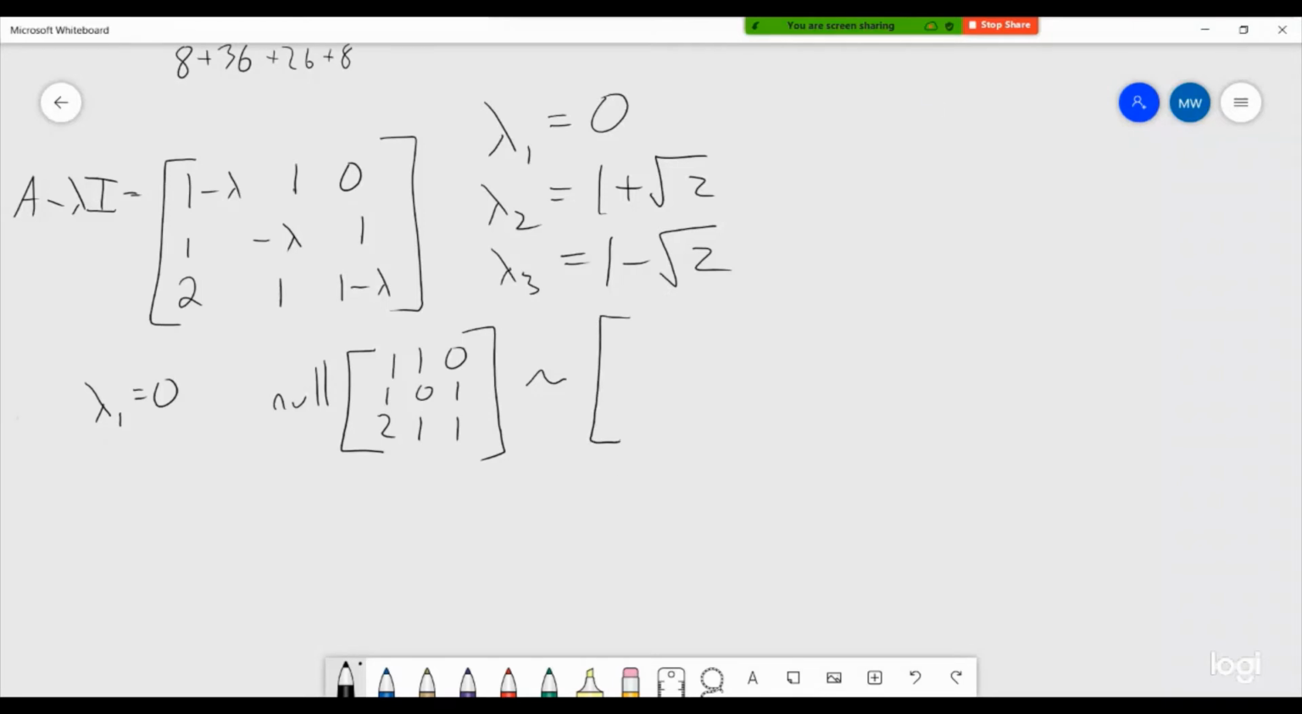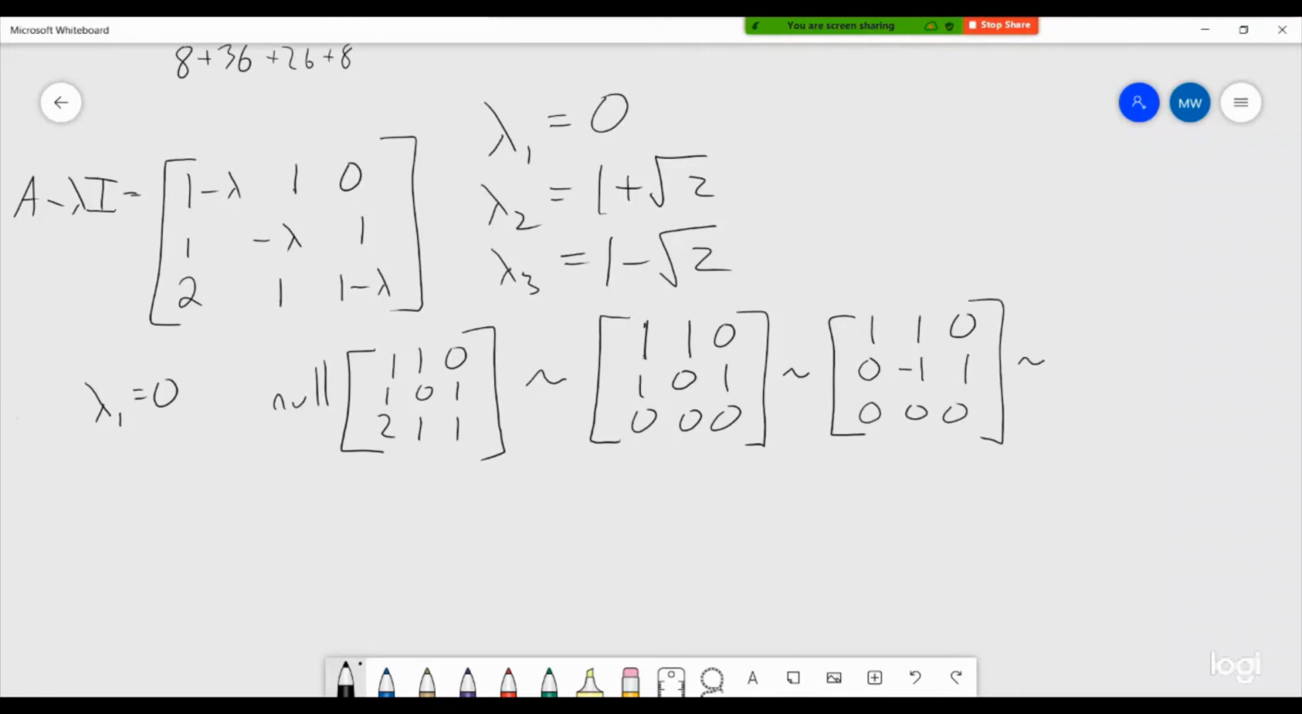And so it's going to row reduce to 1, 1, 1, 0, 1, 0, 1, 0, 0, 0. And then we get a little further to 1, 1, 0. Subtract the first row from the second row. That's going to give us 0, negative 1, 1, 0, 0, 0. And we could put this all the way into reduced row echelon form by adding the second row to the first one to get 1, 0, 1, and then the second one would become 0, 1, negative 1, 0, 0, 0.